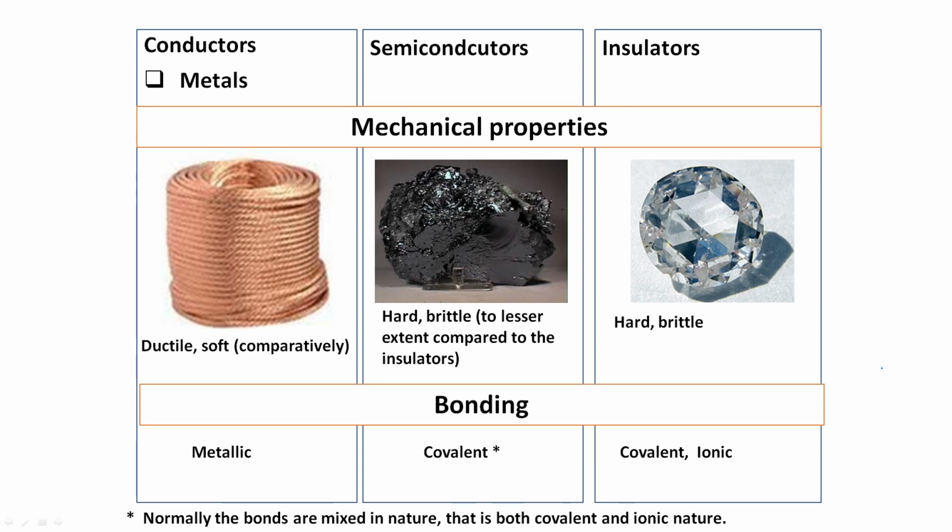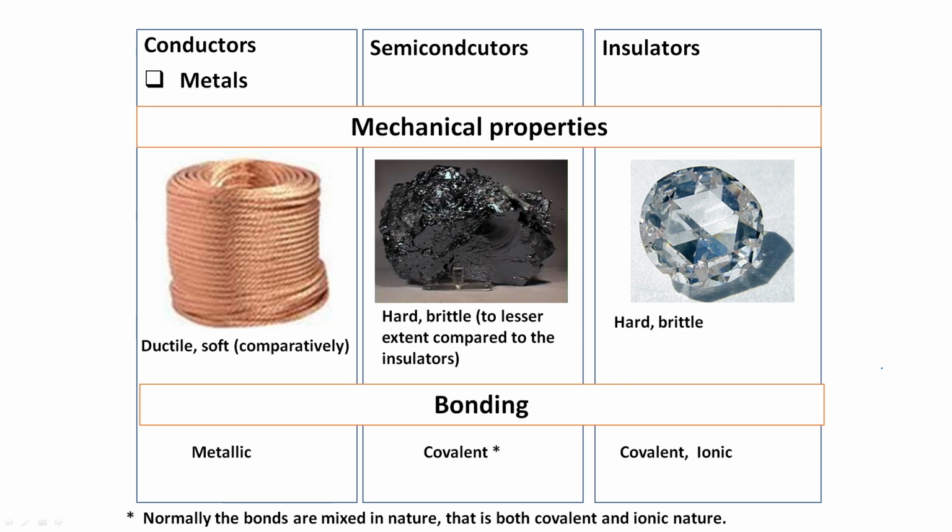Copper is the most important, it is very ductile, soft, metallic, it can be easily made into wire, I told you, that is why it is widely used as a wire for electrical conduction. A semiconductor like silicon is hard and brittle. Silicon is very brittle, if you just throw it, it will break into pieces. Silicon bonding is covalent. Normally bonds are mixed, but predominantly it is covalent. Copper is metallic. This bonding is very important because we are going to talk about how this bonding gives us the answer why copper is so highly conductive.